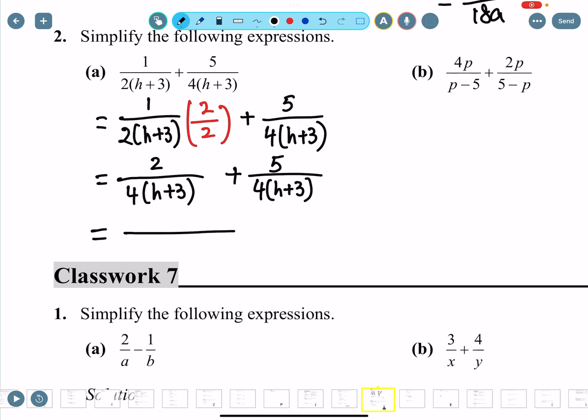So now we can combine. It's going to be 2 plus 5 on the top. The bottom is just 4 times (h plus 3). And finally, you have 7 over 4(h plus 3).